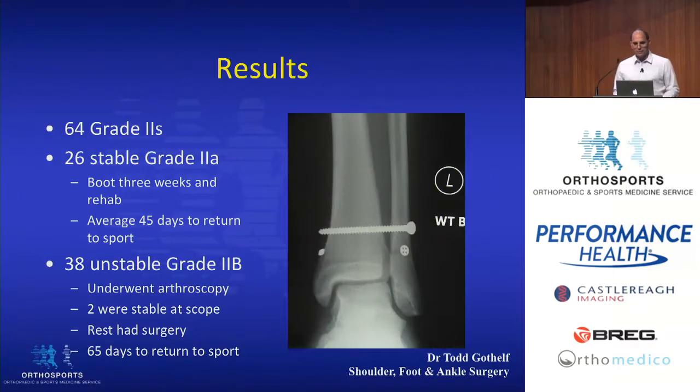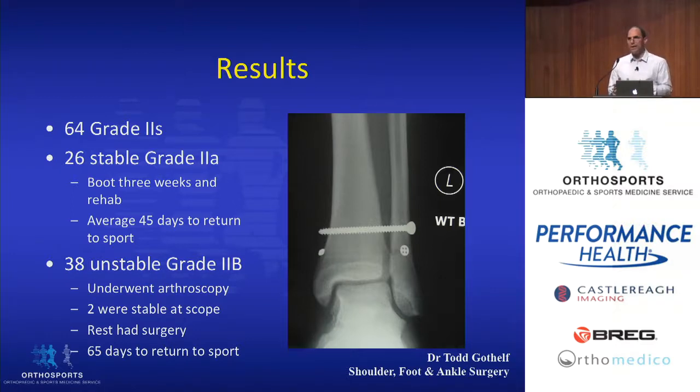In the results of this article, they had 64 grade 2s. They had 26 that were stable, 2A. They wore a boot for 3 weeks, and then they did rehab. And even with that treatment, on average, they had a 45-day return to sport. So you can see syndesmosis injuries are quite debilitating for patients.